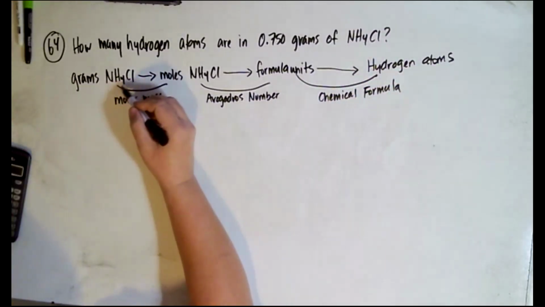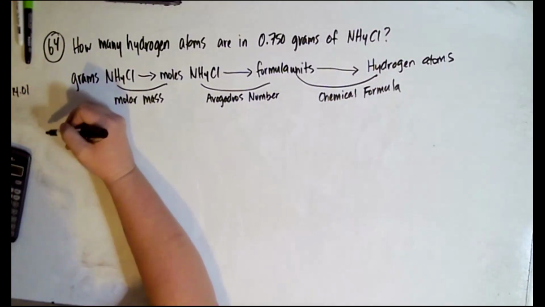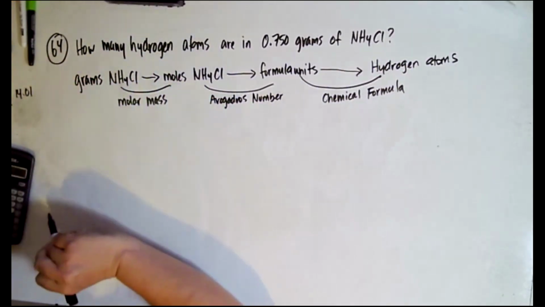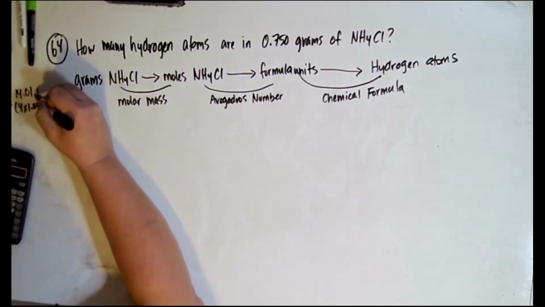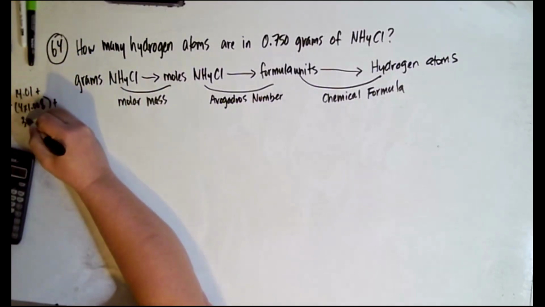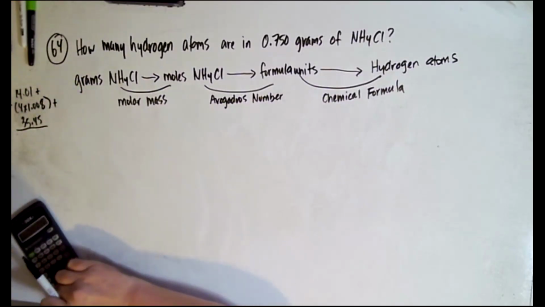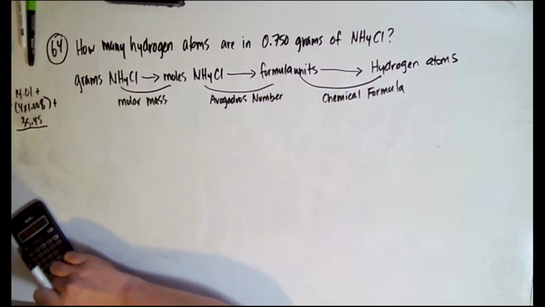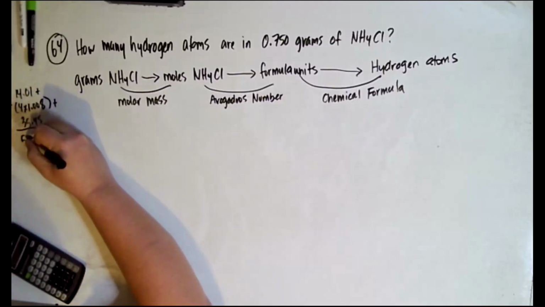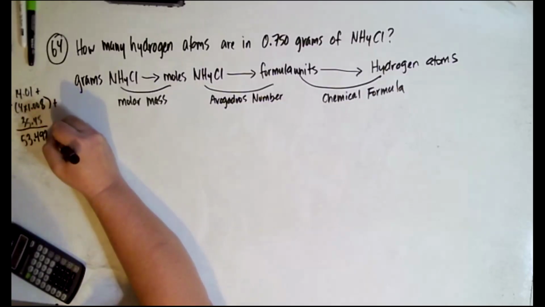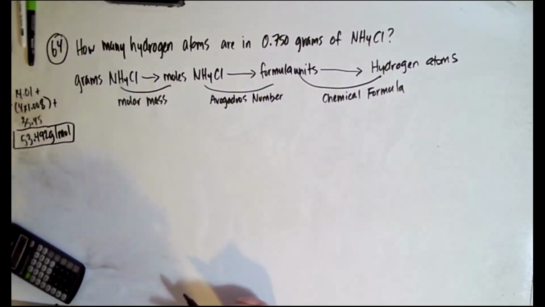All right. For NH4Cl, our molar mass is going to be 14.01 plus 4 times 1.008 plus 35.45. Okay, so there's our molar mass for our ammonium chloride.